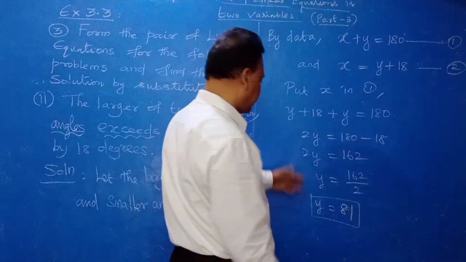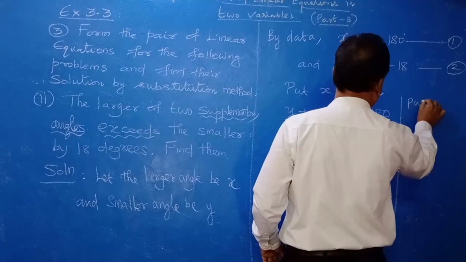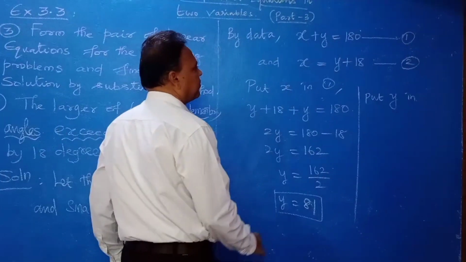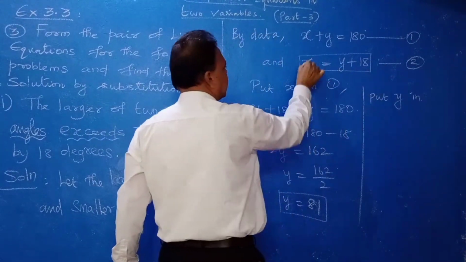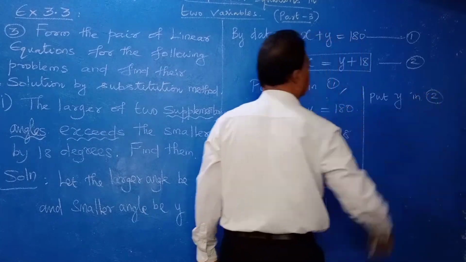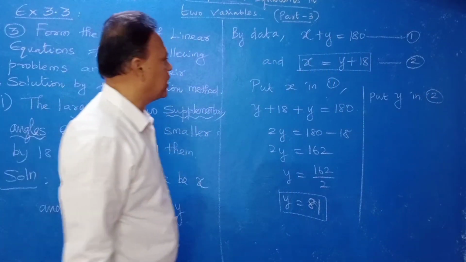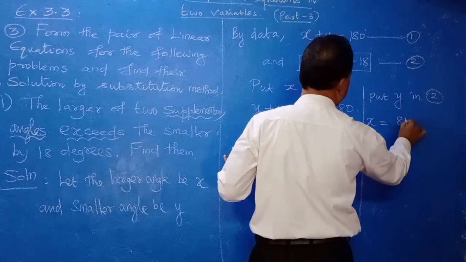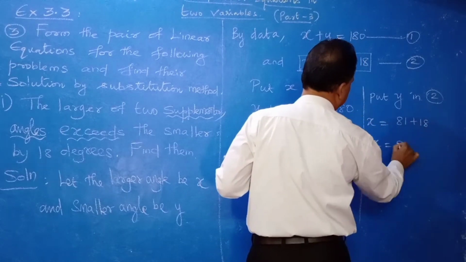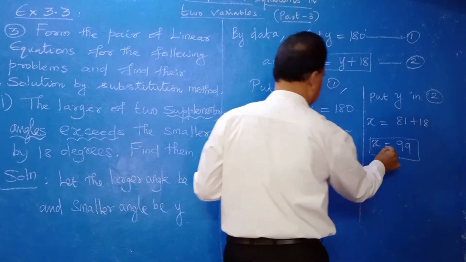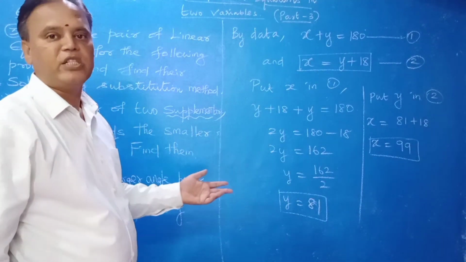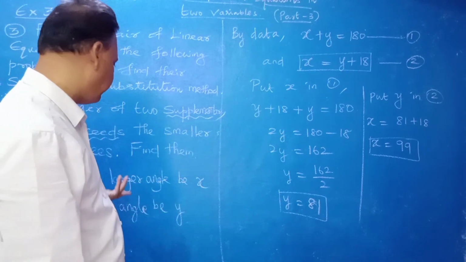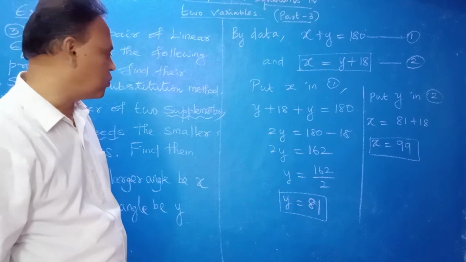Clear? Therefore x you can easily find out. Put this y in equation number 2. Already you have x equal to y plus 18. That y is 81, so 81 plus 18. How much? 99. Okay. Therefore the required two angles are one is 99 and another one is 81. Both added, you will get 180. You can verify also. Clear?